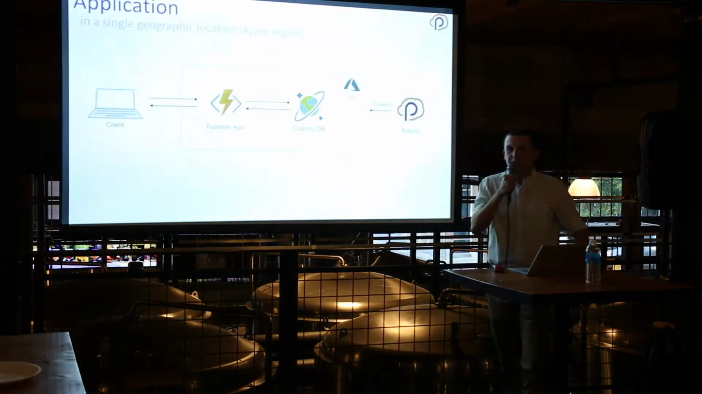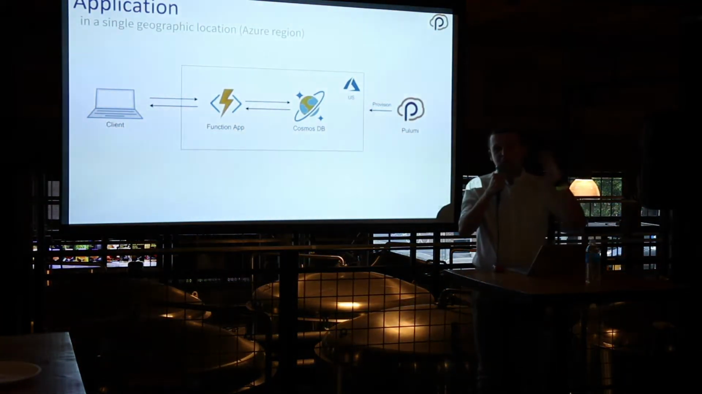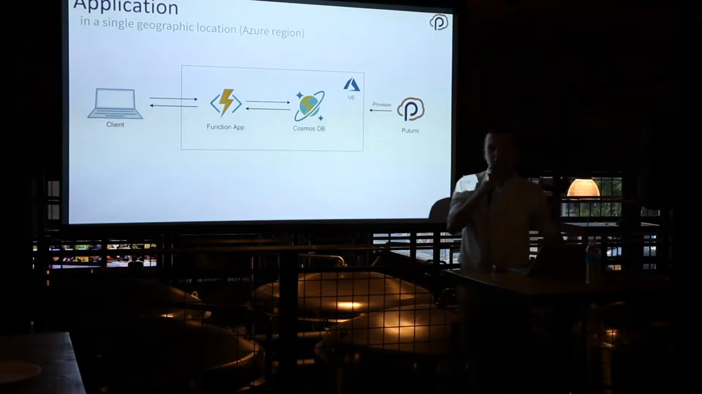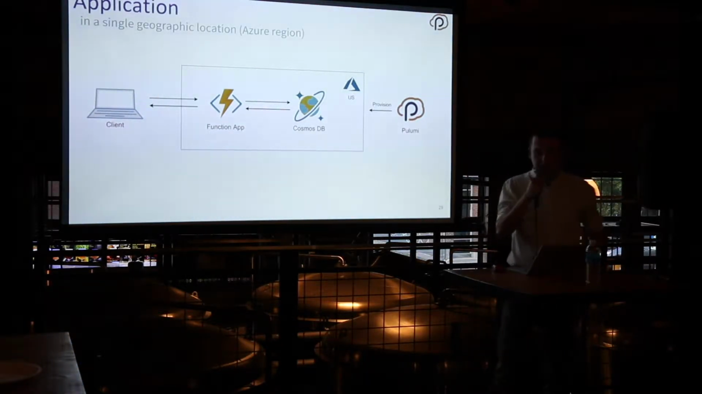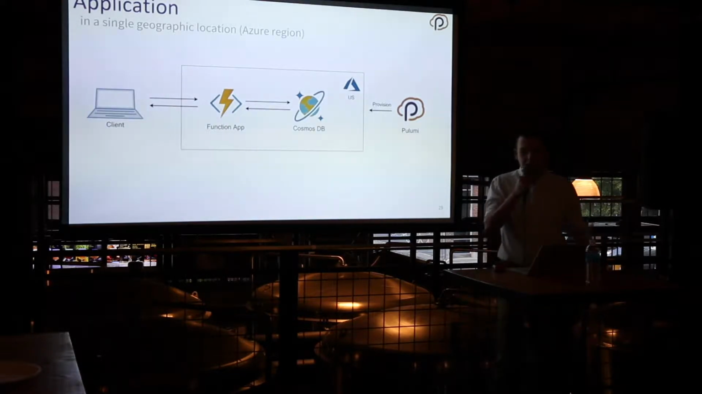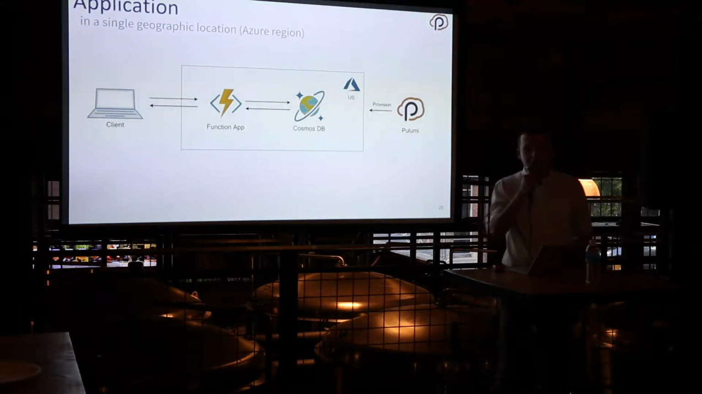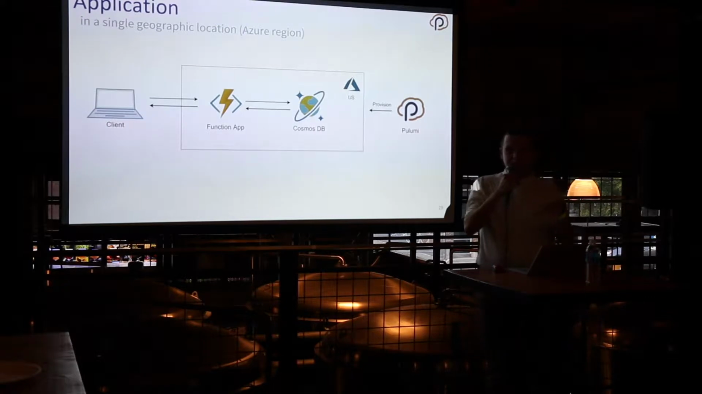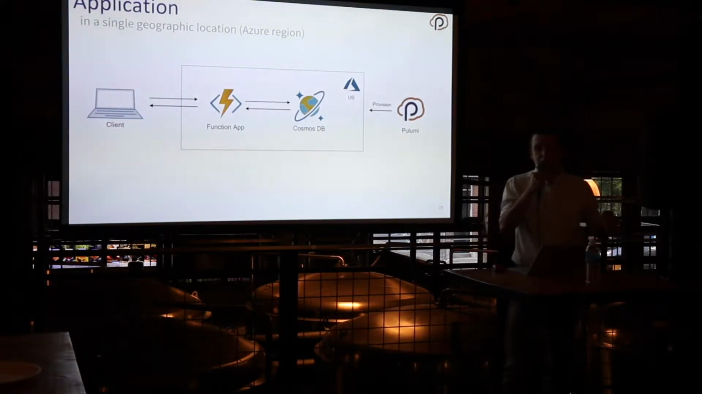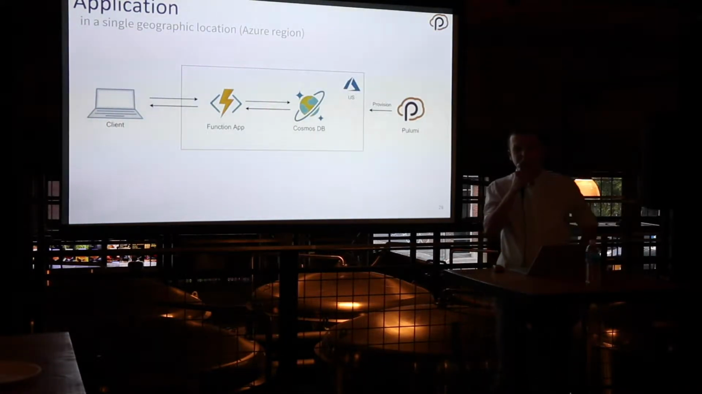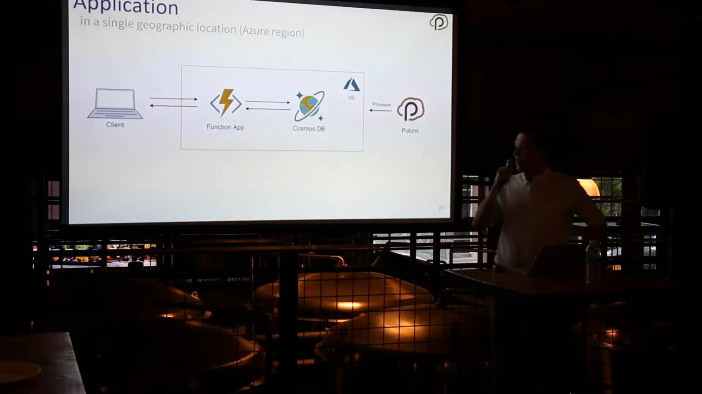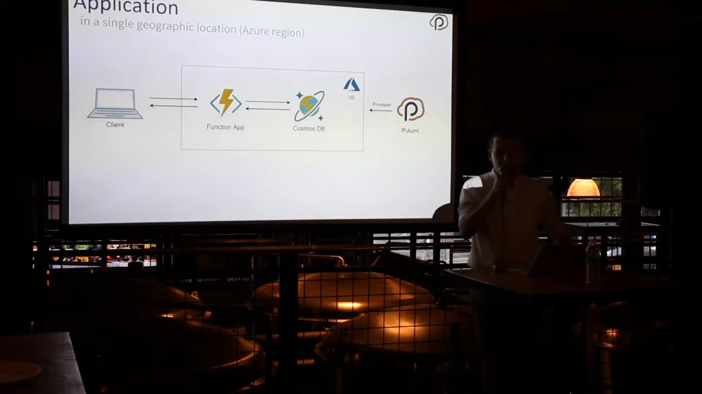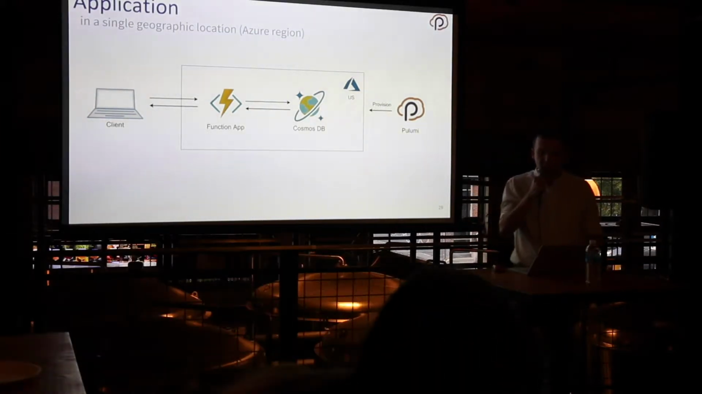So I start simple. Let's say I'm developing a service, a microservice in an e-commerce application. I want to show a product on a web page or something like that. And I start simple. I only have two components in my application at the moment. One is Cosmos DB and one is Azure Functions, which is a serverless, event-driven service in Azure. And for starters, I just deploy it to one region here in the US.